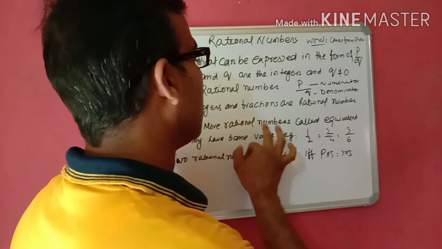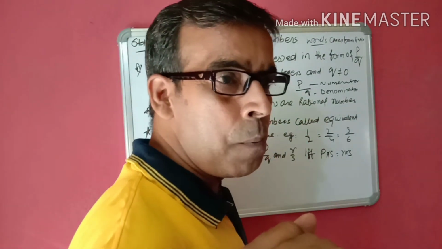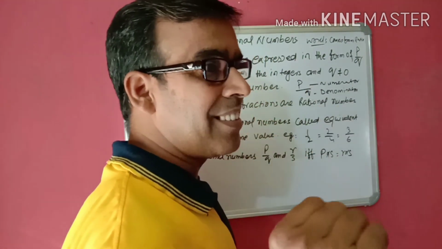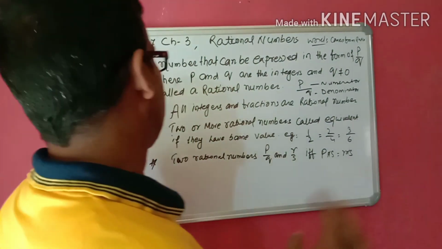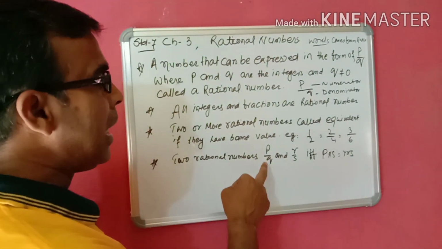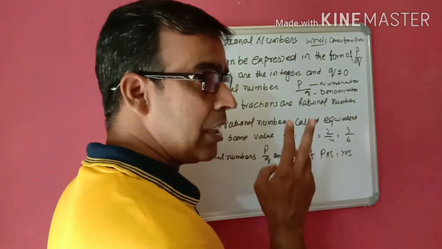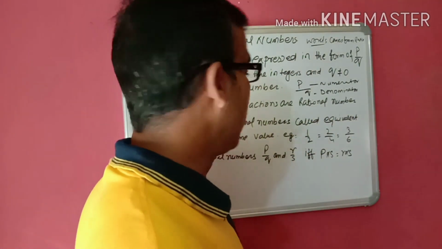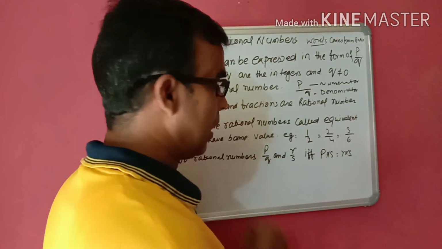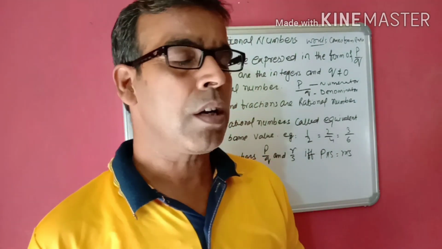Two or more rational numbers are called equivalent if they have the same value. Suppose 1 by 2, 2 by 4, 3 by 6. If you go to the lowest term, it will come 1 by 2 only. These types of numbers, meaning fractions, are known as equivalent rational numbers. Two rational numbers p by q and r by s are equal if and only if p into s equals r into q, just doing the cross multiplication. 0 is also a rational number, but it is neither negative nor positive.